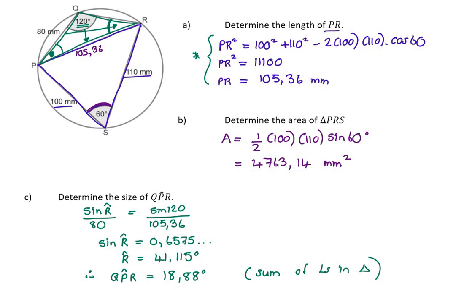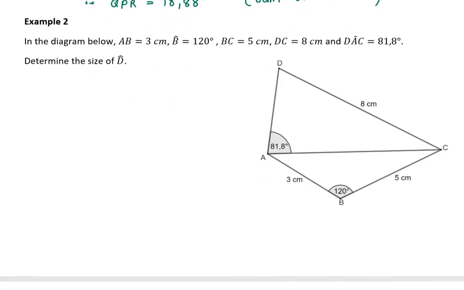So as I said, a more difficult question would be to ask you to find this QPR but not give you any direction. And the key there is if two triangles are connected by a common side, that's your key. So let's look at another one.